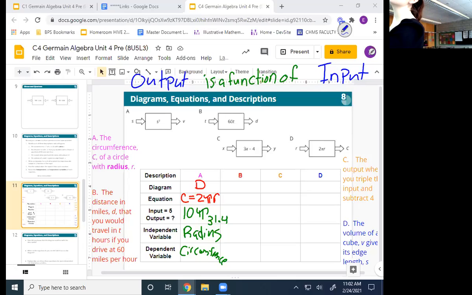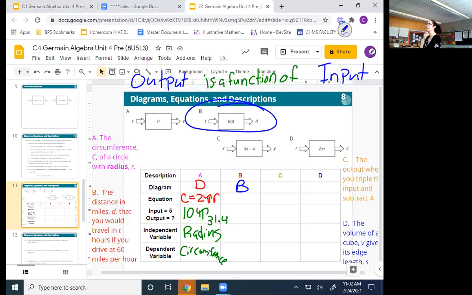Okay, here we go. Let's come back together. Let's get started. We have description B here. Which one of these diagrams did we say that description B went with? Description B went with diagram B because we have this value 60. We have the variables T and D. That's the only one that has those variables in it. Very good. Nice job, Claire.